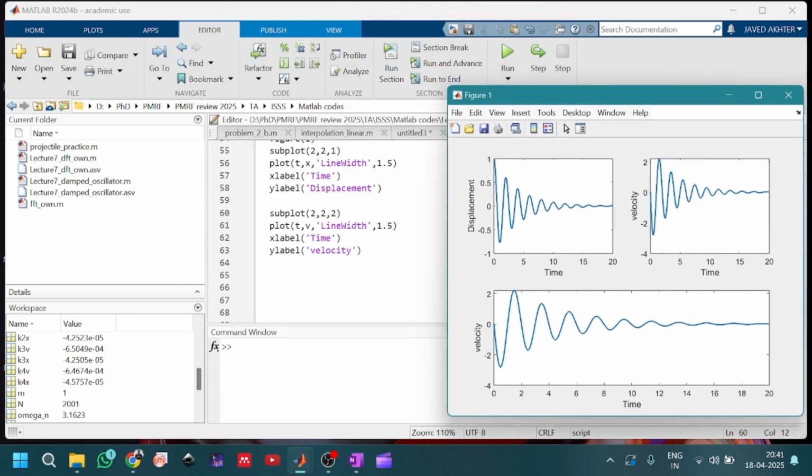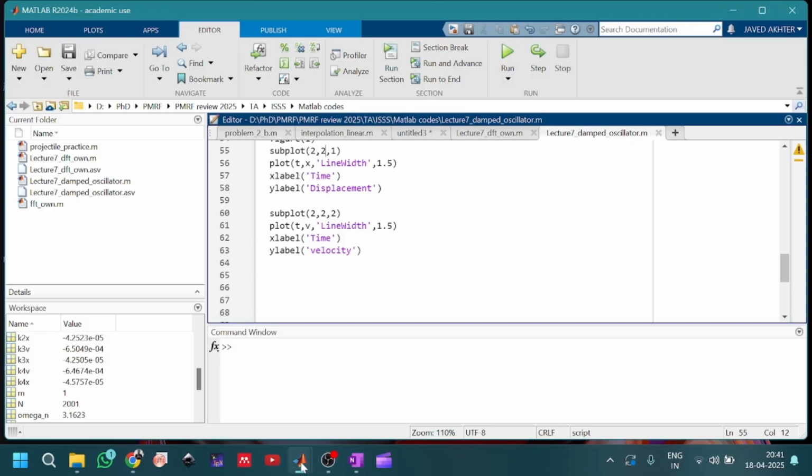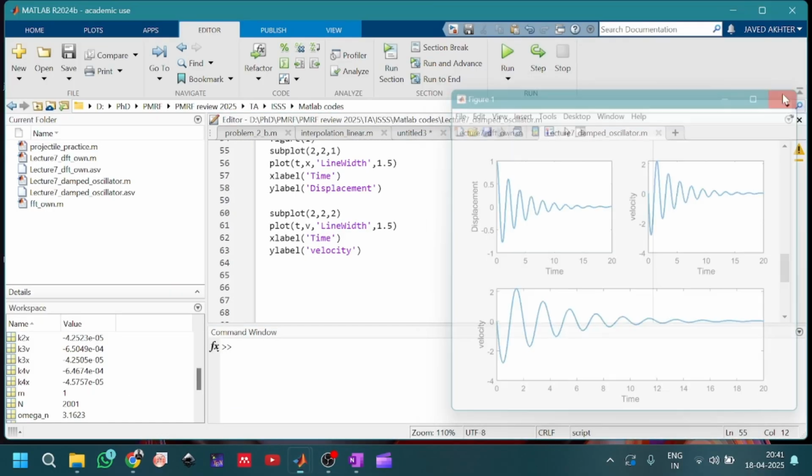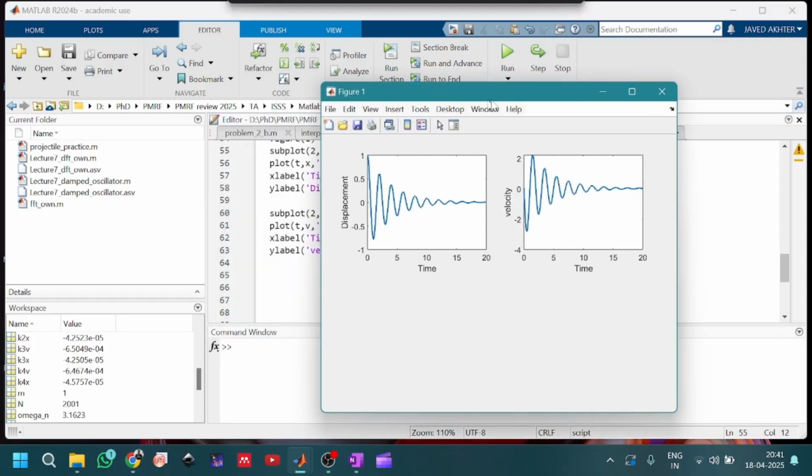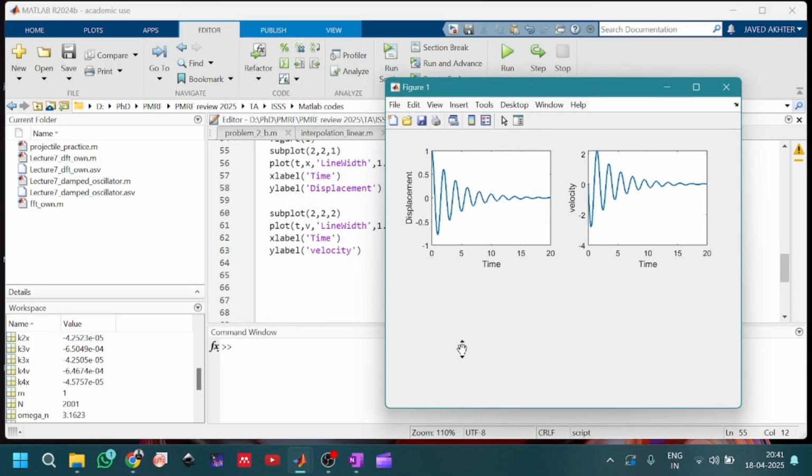Okay, so this is the two rows and two columns. So it has created the whole. Let me run it again. Yeah, so you're specifying that divide the whole figure into four portions, and in the first figure you should.